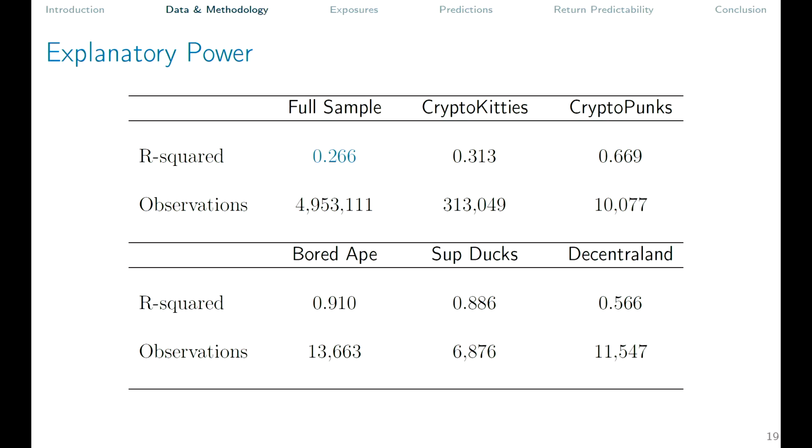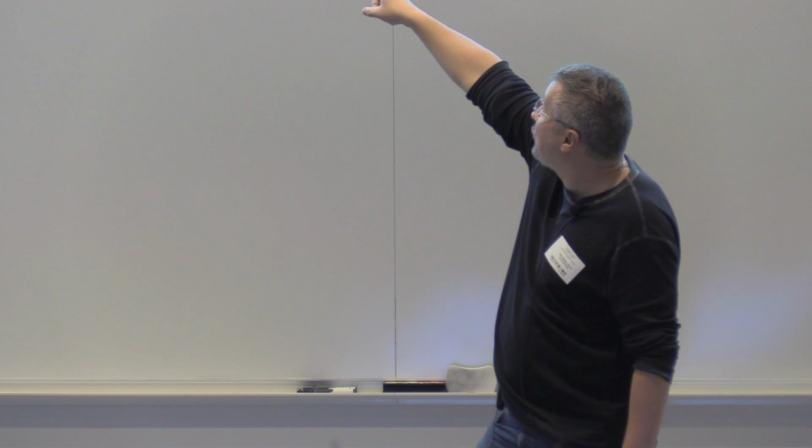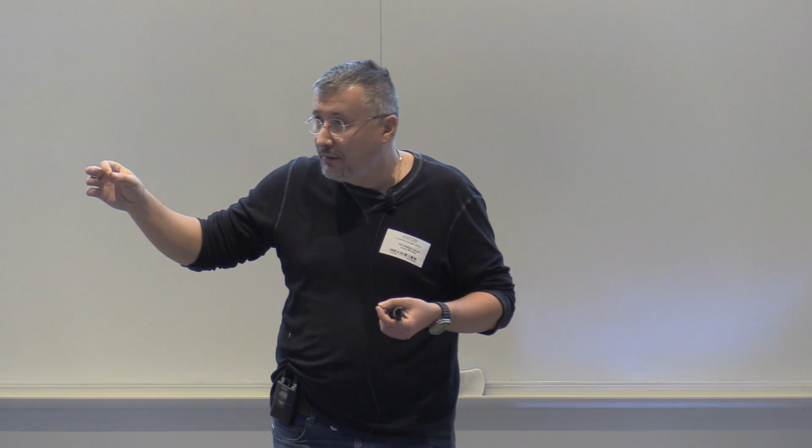If we look at the full sample, the index explains about 26% of the variation of the prices for all of the NFTs. If you look at the individual collections, the R squared is much higher. For Snoop Dogg, it's like 90%. For Bored Apes, it's 90%. So if you draw the parallel with real estate, the housing prices in Manhattan are driven by Manhattan-specific fluctuations, and then by other stuff as well, but that's a relatively small percent.